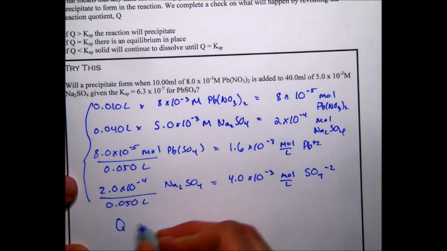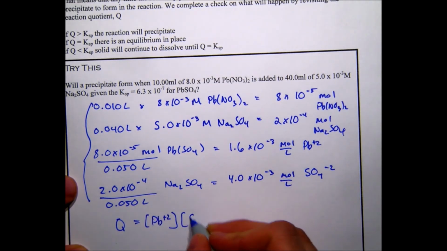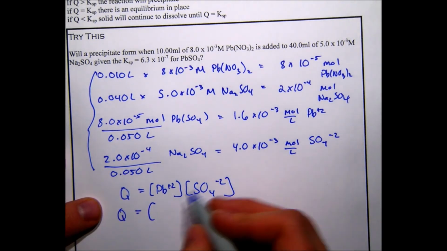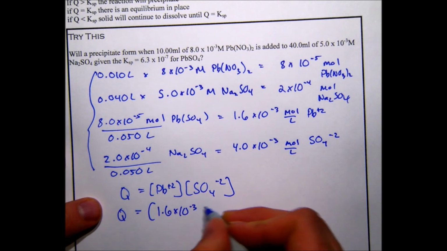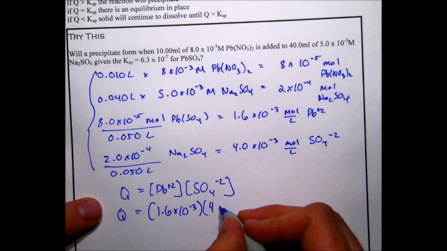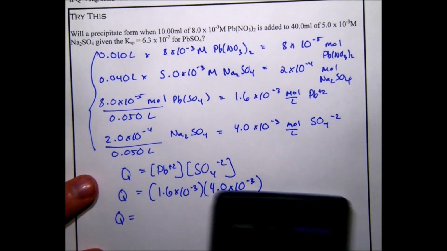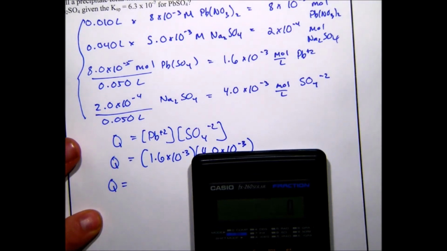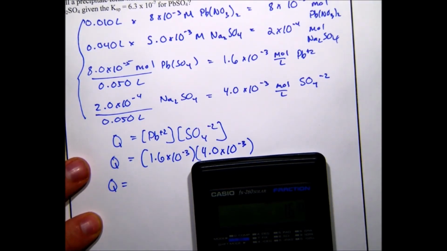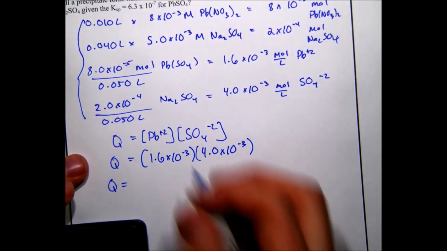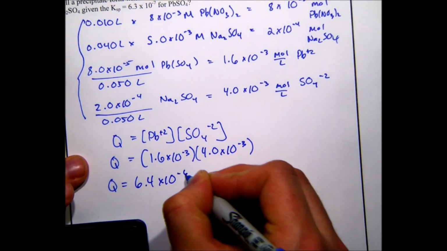The final thing that we're going to do is write out our Q expression. And we just plug our values in now for Q. So for lead it's 1.6 times 10 to the negative 3. For sulfate it's 4.0 times 10 to the negative 3. Q is equal to 1.6 times 10 to the negative 3 times 4.0 times 10 to the negative 3, which is 6.4 times 10 to the negative 6.